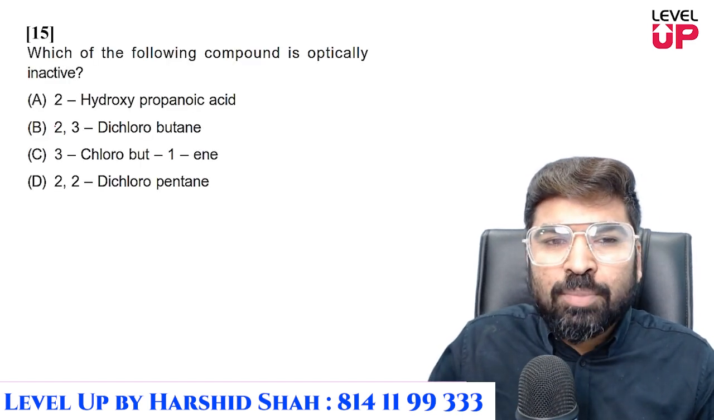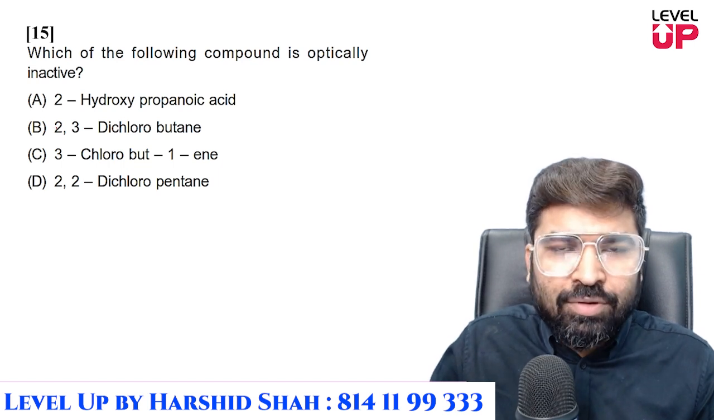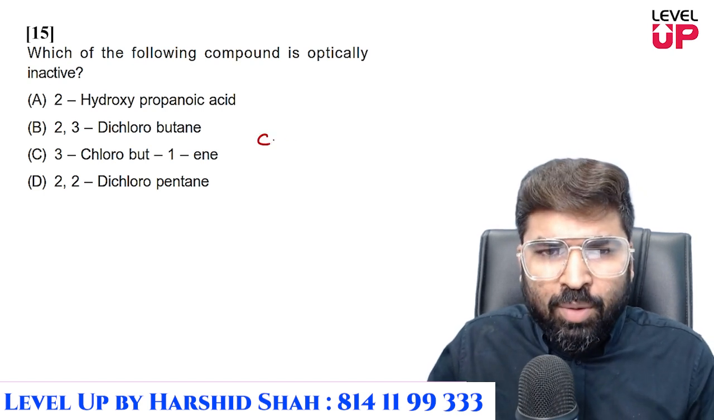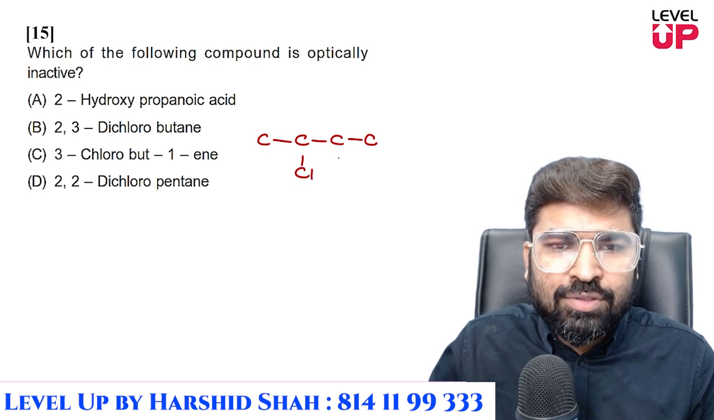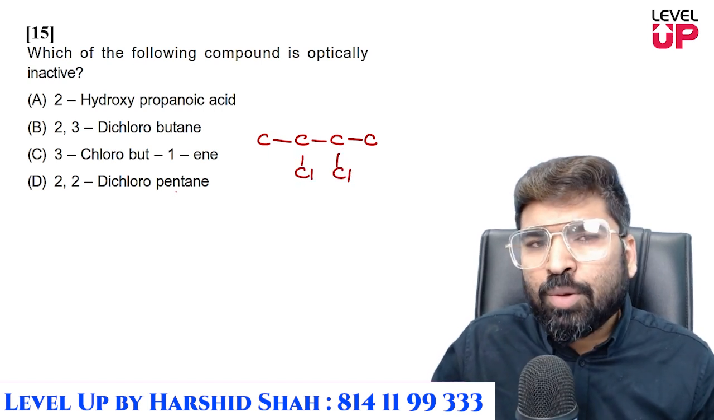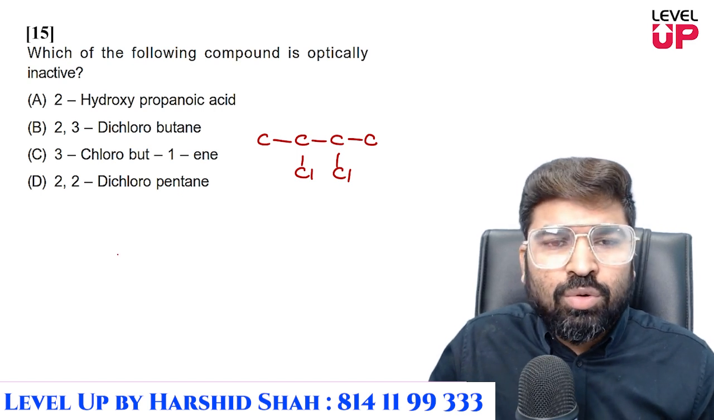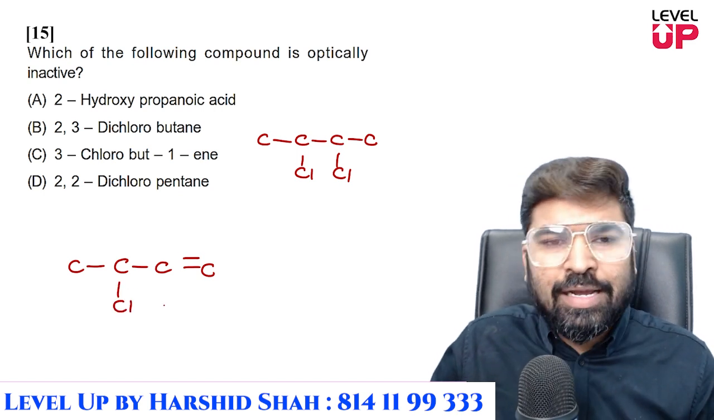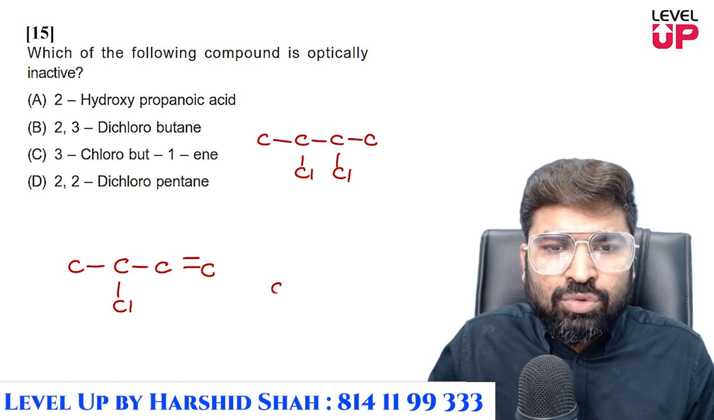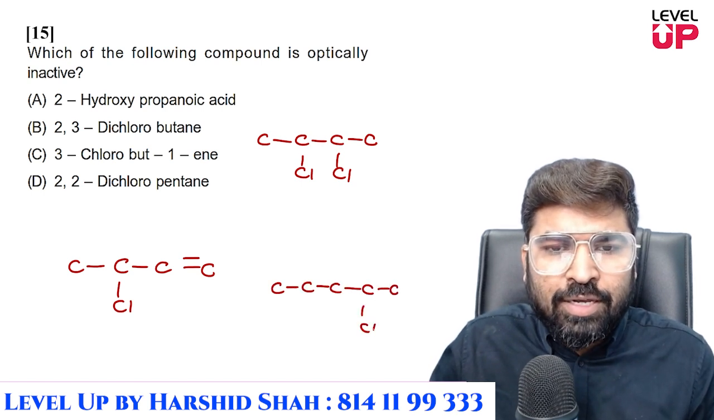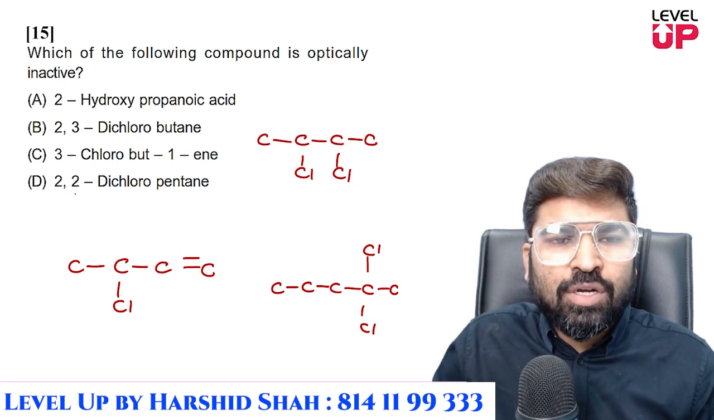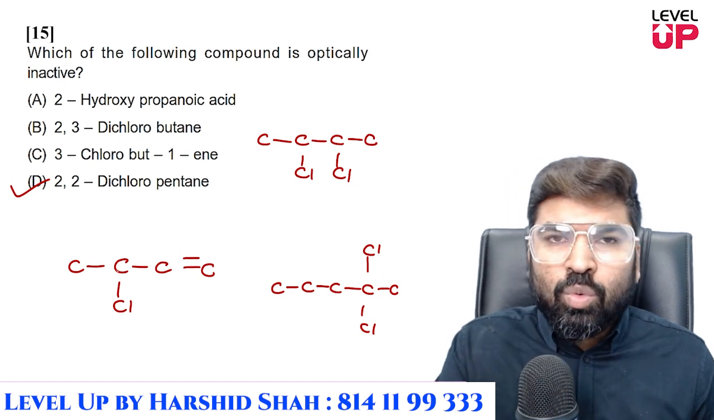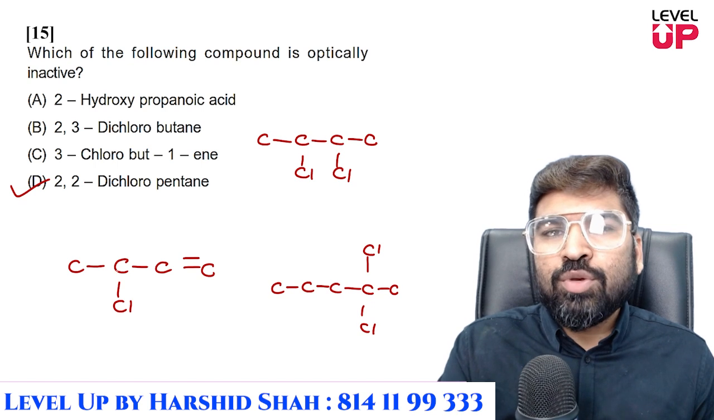Which one of the following is optically inactive? 2-hydroxypropanoic acid is optically active. It's actually lactic acid. 2,3-dichlorobutane would be optically active since we have got 2 chiral carbons, right? If it was meso, it will be optically inactive, but still. 3-chlorobut-1-ene, this does have optically active carbon. 2,2-dichloropentane, this has no sign of being optically active, right? So that is option D. Meso in the second one, option B, would be optically inactive, but the rest of the 2 isomers are going to be optically active.